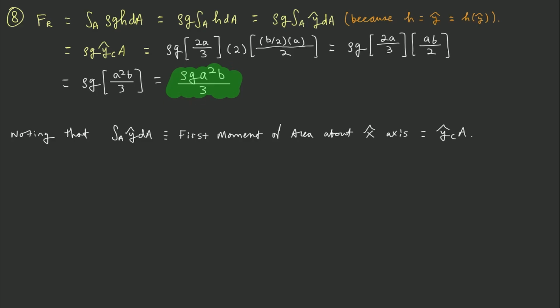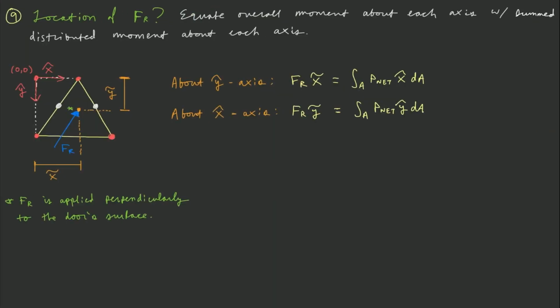And now the only thing left to do with this resultant quantity, this resultant force, is to find out where it acts. So now we just need to determine what the location of F_R is. And to determine the location of F_R, we need to, as it says here, equate the overall moment about each axis with the summed distributed moment about each axis. So what that's essentially saying is we have a pressure distribution on this door here. And so about each axis, we also have a moment distribution on this door here. And this overall force F_R needs to be applied in a location such that at that location, F_R creates an equivalent moment to the distributed moments about each axis.